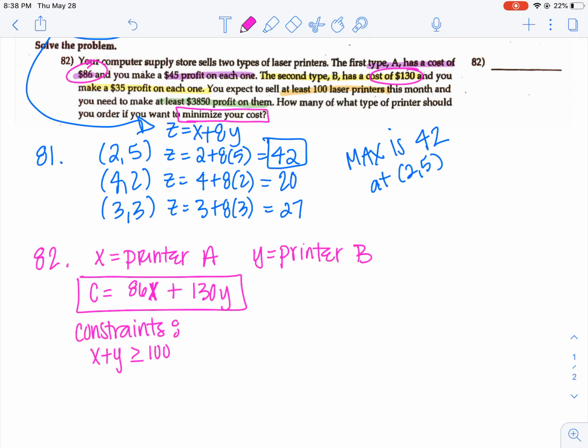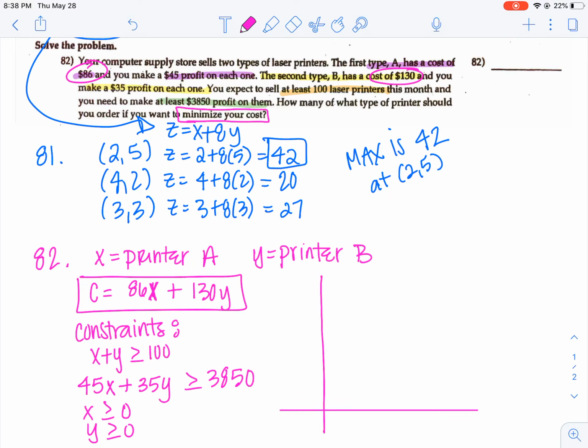Type A has a profit of $45, so 45 times x, plus type B has a profit of 35, so 35 times y. Profit together needs to be at least $3,850. Also, you can't make negative printers, so x has to be greater than or equal to 0, and y has to be greater than or equal to 0, which tells us we're in quadrant 1. So what we need to do is graph this. I'm going to set up my coordinate plane, in quadrant 1.